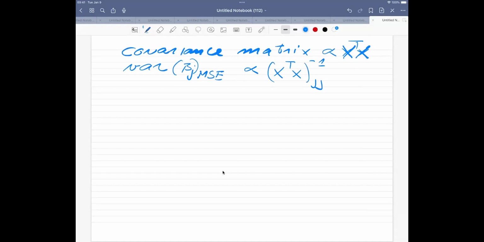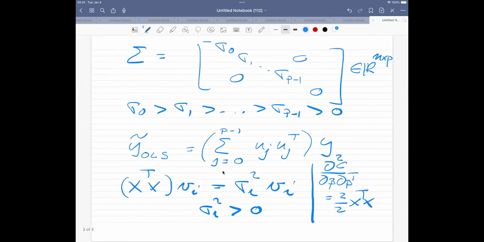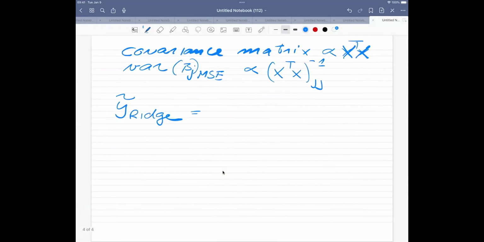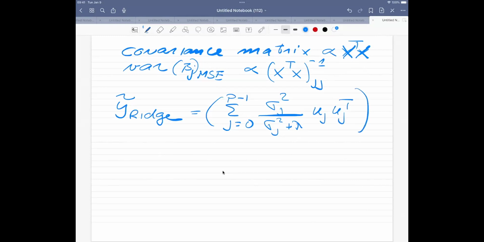Now, one of the things which we also ended up with last week is that the ridge result, compared with what we had for ordinary least squares, is given by a sum over j equals 0 to p minus 1 of the singular values divided by sigma_j squared plus lambda, multiplied with u_j transpose multiplied with y.